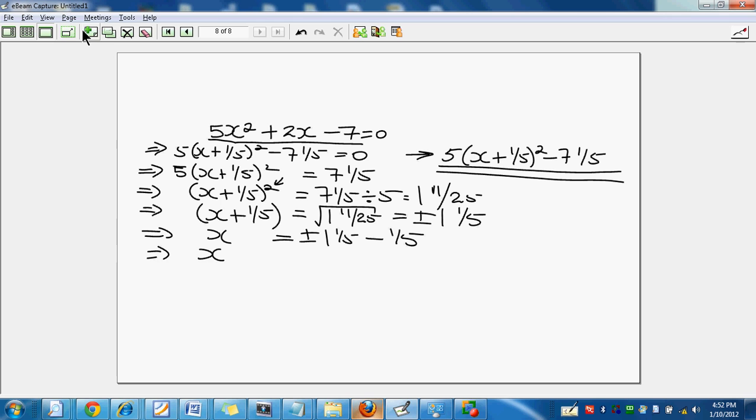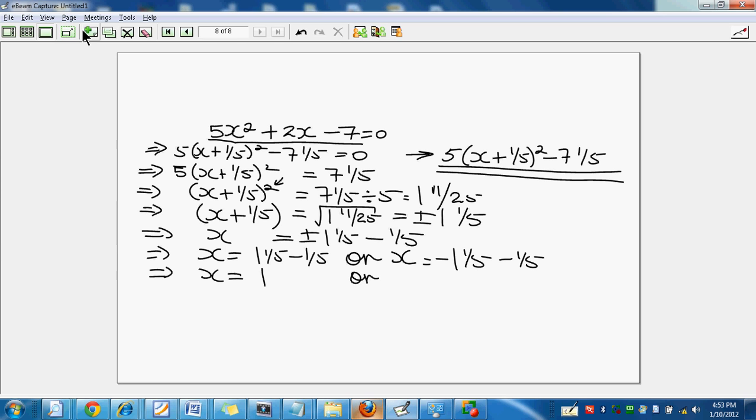Okay? So what I'm going to end up with is two possible values for x. One value of x will occur when I take the positive 1 and 1/5 and I minus a fifth from it. And the other value of x I will get is when I take the minus 1 and 1/5, because remember it could be plus or minus. When I take the minus 1 and 1/5 and minus 1/5 from it, I will get the other possible value of x. So from the first calculation, I'll get x equal to 1 and 1/5 minus 1/5 is 1.